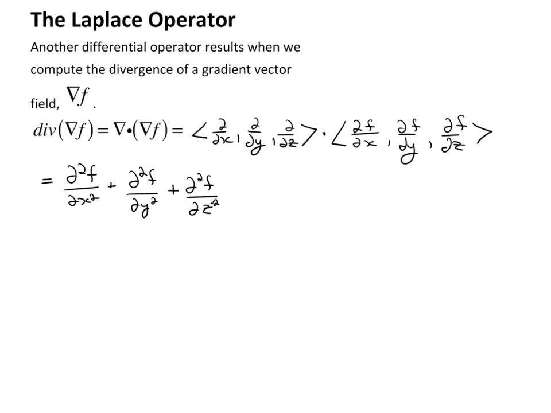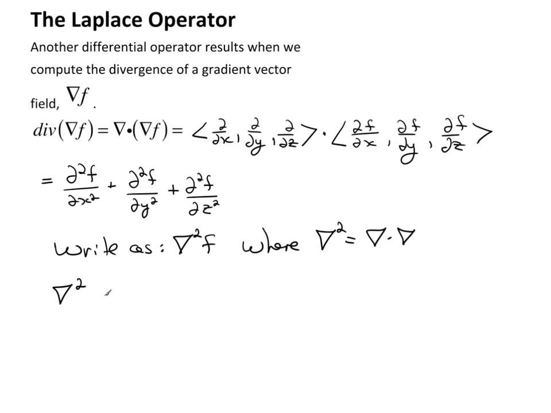Now, this operation is so common, particularly in physics, that we often simply write this as del squared f. Obviously, where we're thinking of del squared as del dot del. Now, del squared is what's commonly referred to as the Laplace operator because of its relation to Laplace's equation.